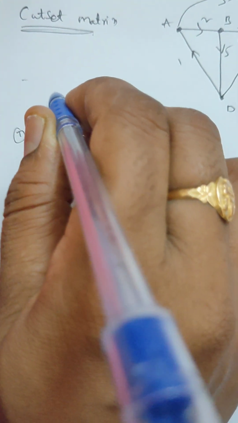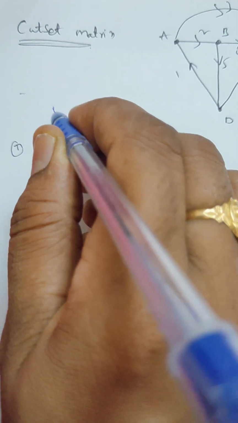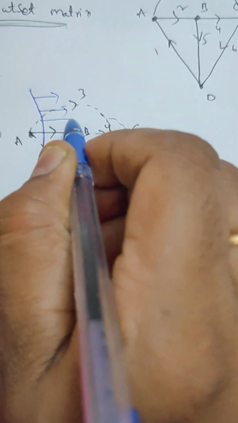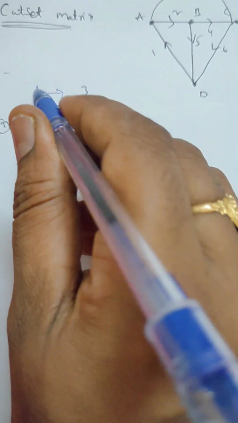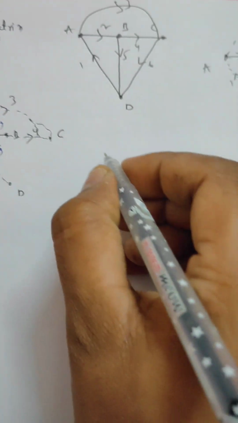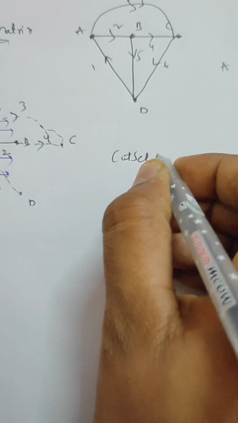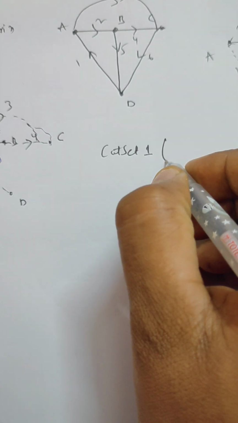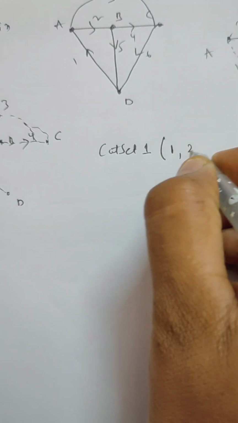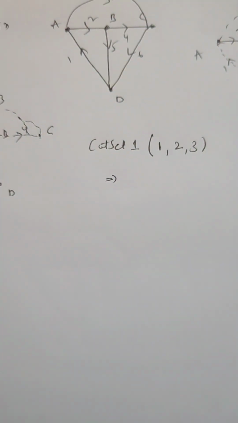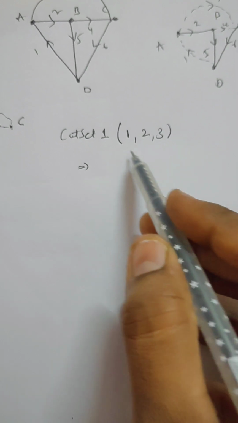into two equal parts. So here I am cutting this by a node, and the direction of this cut set is simply the direction of your twig. So here the twig is towards B, so that's why I'm cutting that node towards B. Okay, so this is going to form cut set 1. Here in cut set 1 we are cutting the branches 1, 2, 3. So this will result in branch currents.